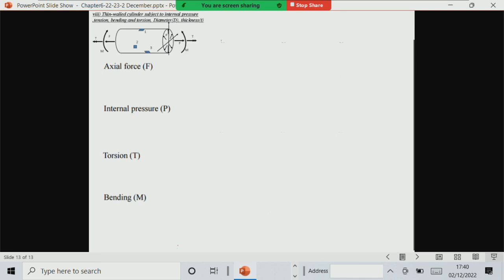which is actually the example you have on slide number one. We have a thin walled cylinder which is subject to internal pressure, it's subject to torsion, it's subject to an axial force of F, and it's also subject to a positive bending moment. So all the elements, because of force F, are subject to the same stress of F divided by the cross-sectional area. If it's a thin walled section, then A is equal to pi D times T.